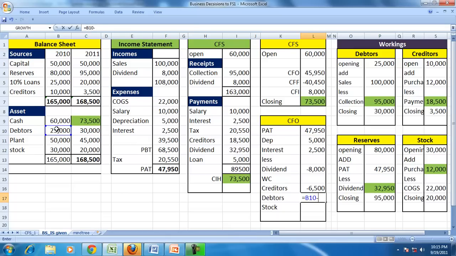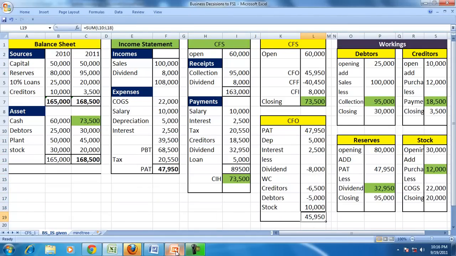Debtors, that means you sold the goods on credit, so did not collect the cash, so minus 5,000. Stock reduced, that means the goods purchased in the last year were used in the current year, we did not pay money till the end, so it's as good as cash because you have deducted the entire COGS in the current period. To sum this up, we'll get the cash from operation which is 45,950.